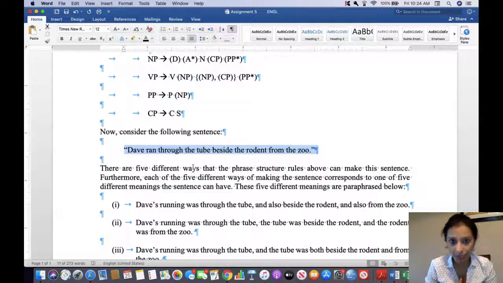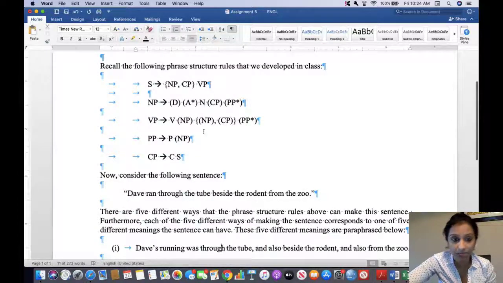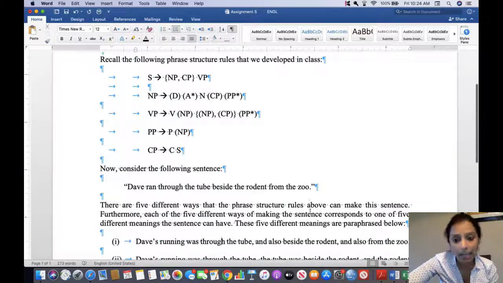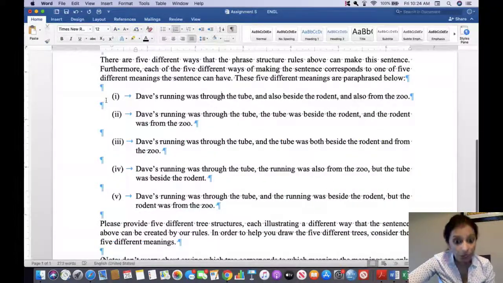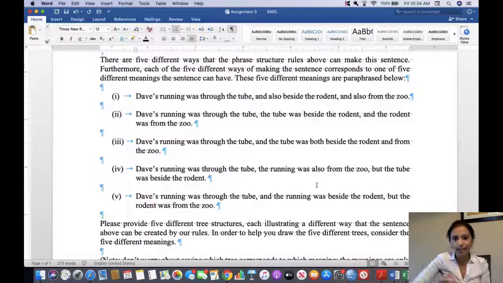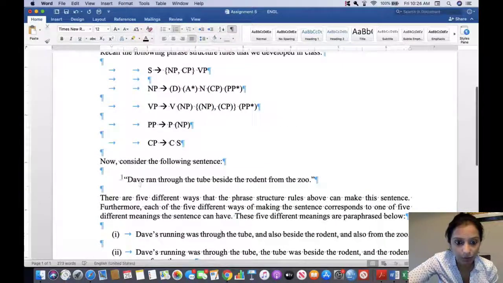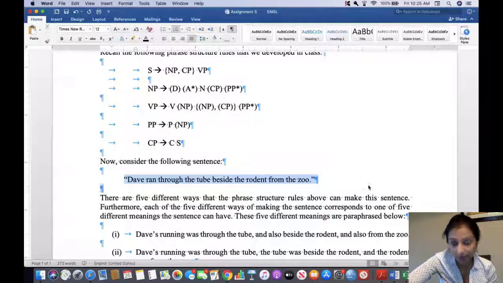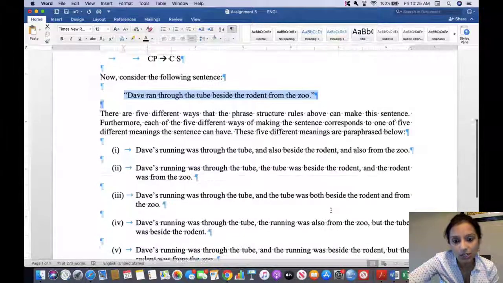So identify, label, bracket, identify the phrases, identify the categories, identify the rules that you need. I've given you all the rules that you need over here, or all the phrase structure rules that we've seen in the class. And then I've given you the different meanings here, but I don't want you to be sidetracked by that. The sentence that I want you to draw 5 different tree structures for is this one, right? But the meaning is only supposed to help you with identifying the different tree structures.